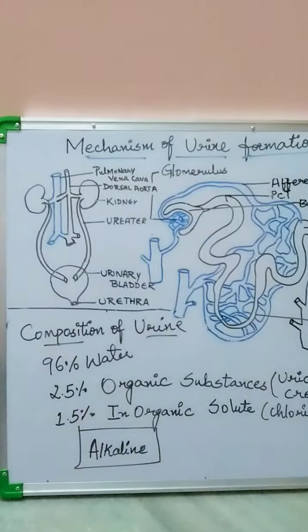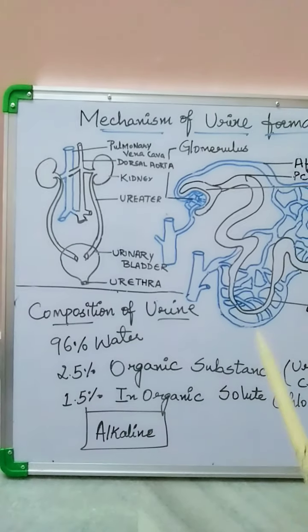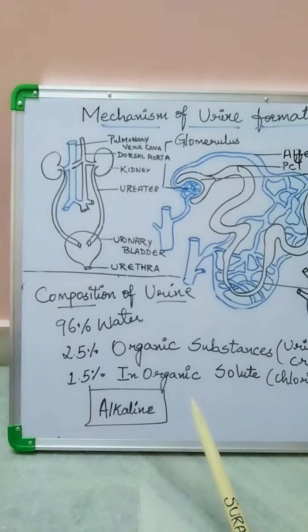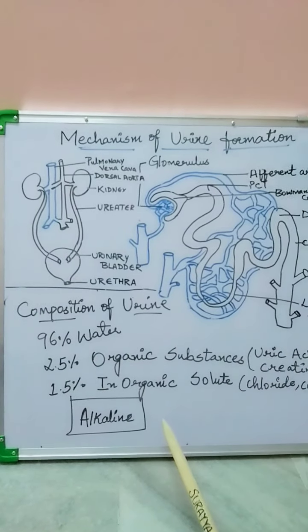The pH of the urine is usually acidic, that is 6.0 in the beginning, and later it becomes alkaline due to the decomposition of the urea to ammonia. So urine is alkaline in nature.